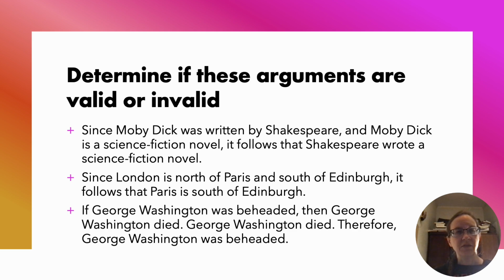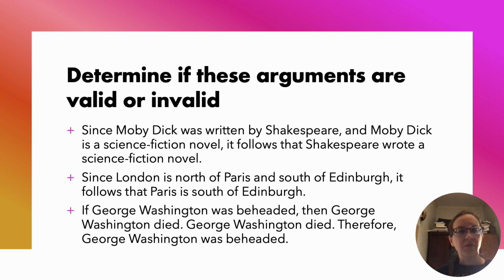So is it possible for these premises to be true and the conclusion false? Well, premise one, if George Washington was beheaded, then George Washington died. Let's suppose that is true, and that really is true, right? If it were the case that he was beheaded, then he would have died. You can't be beheaded and stay alive. So the second premise is George Washington died. Could those two be the case and both be true and the conclusion be false?